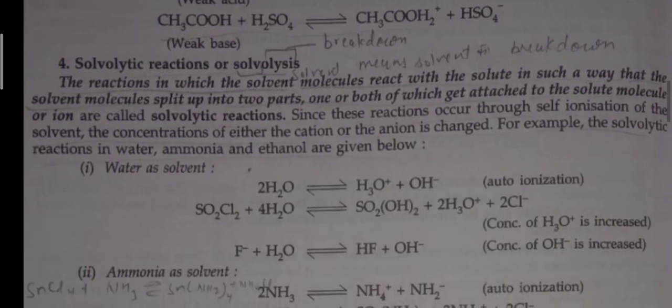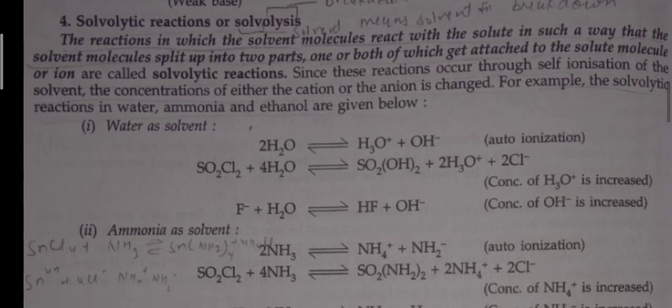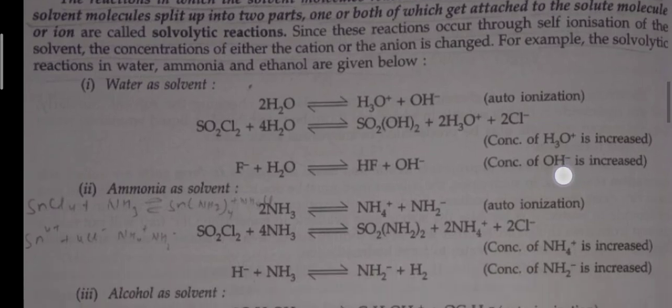Fourth type of reaction is solvolytic reactions or solvolysis. The reactions in which the solvent molecule reacts with the solute in such a way that the solvent molecule splits up into two parts, one or both of which get attached to the solute molecule, are called solvolytic reactions. Since these reactions occur through self-ionization of the solvent, the concentration of either the cation or the anion is changed.